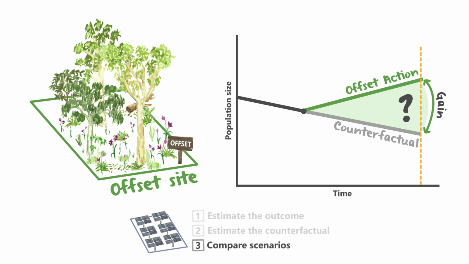The other is the issue that the losses from development occur much sooner than the predicted gains from the offset, which can take decades to occur. So the point in the future at which we predict our offset gains to occur makes a big difference to our estimates. In the next video, we consider how to deal with these issues.